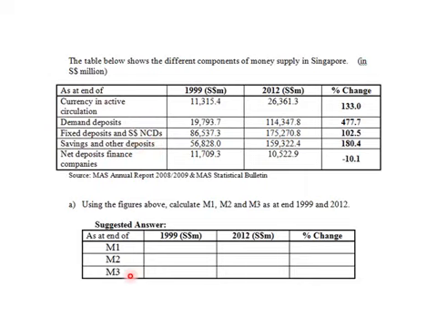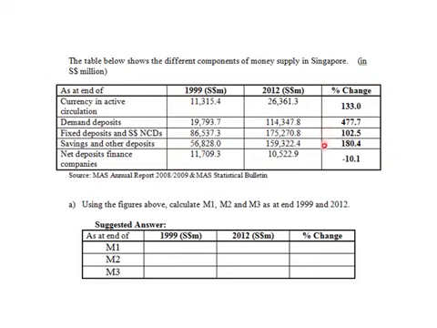Okay, M3, the most general one, consists of all the items, and this net deposits with finance companies is the additional item in M3. And the percentage change given to you, you can tell in the 10-odd years, between 1999 and 2012, these are the amounts that are circulating in the Singapore economy for each individual item.